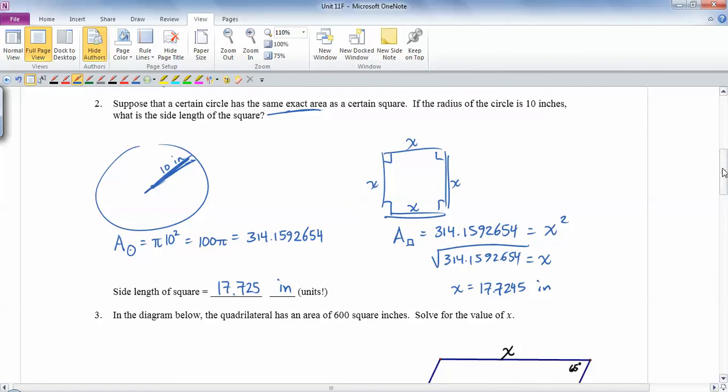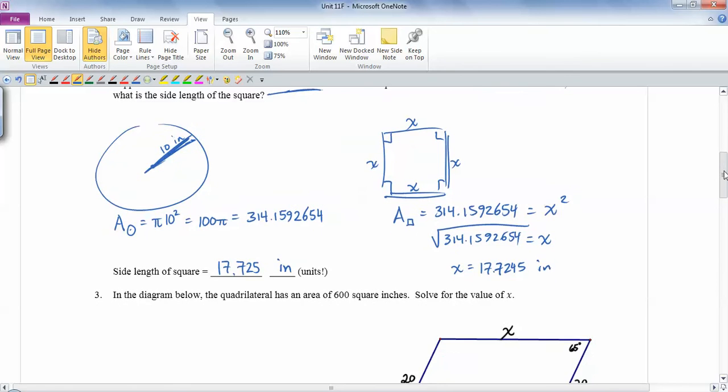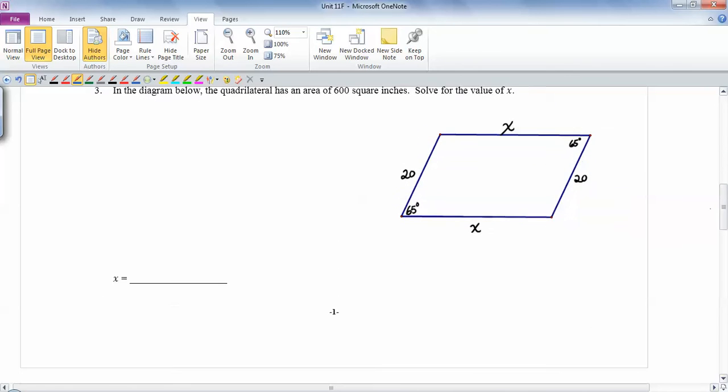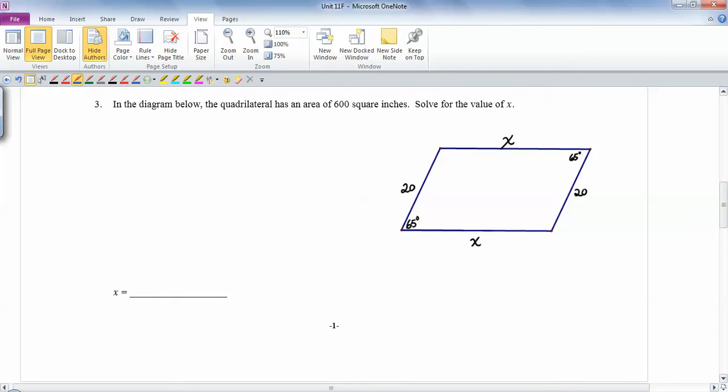All right. Let's take a look at 3. It doesn't say it's a parallelogram, but it is because these two sides are the same and those two sides are the same. We learned that if you have a quadrilateral that has this property, then it's got to be a parallelogram. So we also know that the area of a parallelogram is base times height. But we don't know either of them. We know the base is x, so it's x times whatever the height is. And I know that the area is 600.